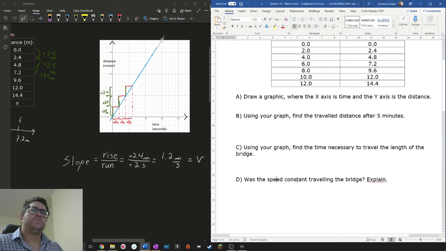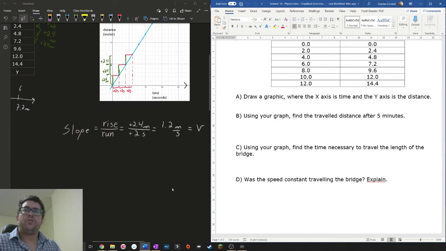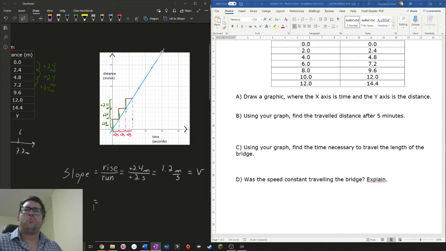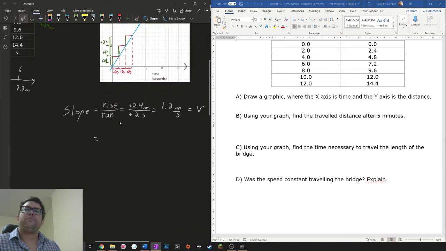So was the speed constant? Well, we could always try different slopes. So we can try another slope. We could take this point to this point. Okay, you get my point. It would be plus 2.4. But let's try it because it's an example. So let's try from point 2 to point 3.